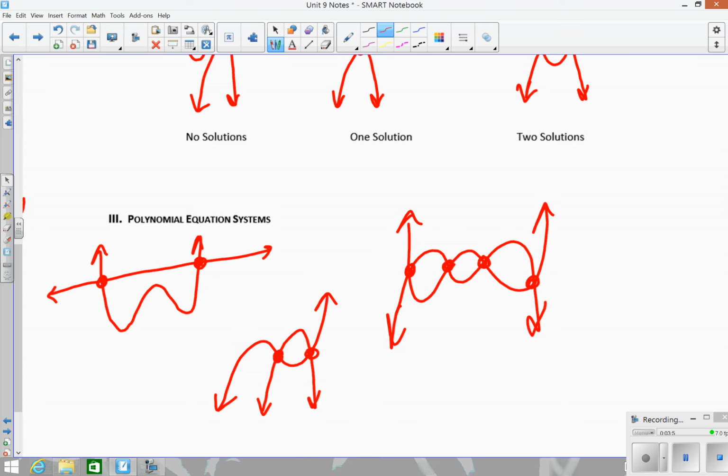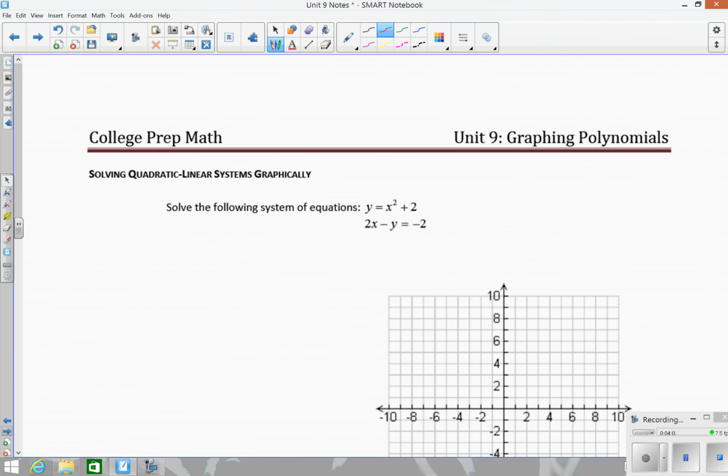Anytime you have 2 or more equations and you want to see where they intersect, you could go ahead and graph the polynomials and find their solutions by their intersection points. So let's just look at one example where we're actually going to go through and find the intersection points. And this is going to be a quadratic linear system.